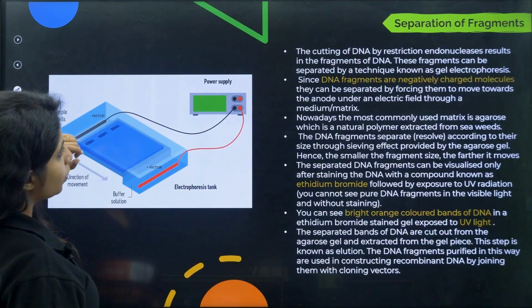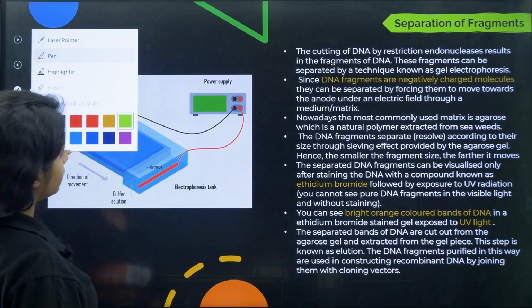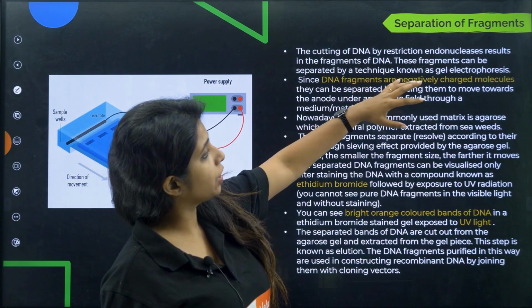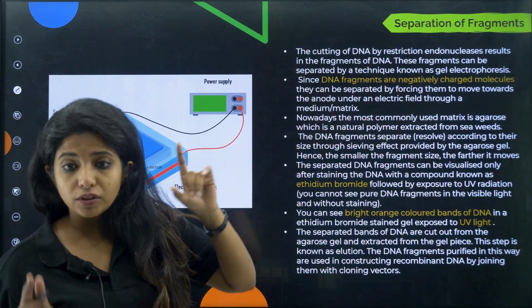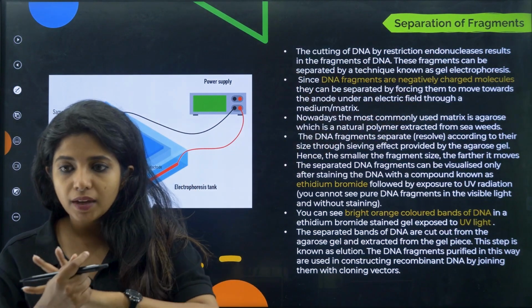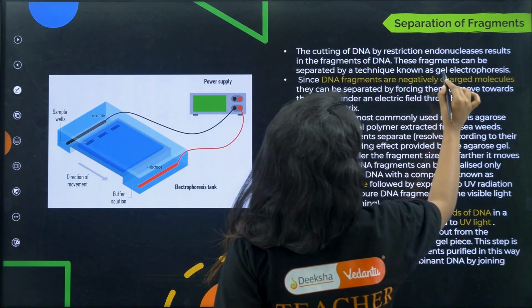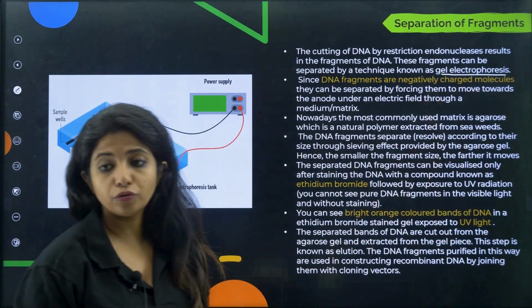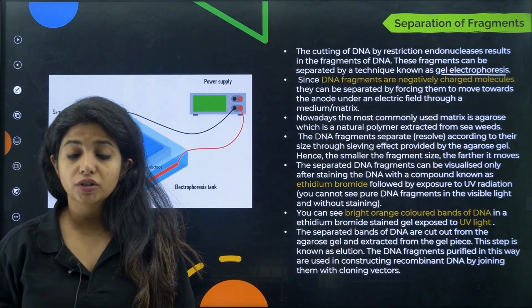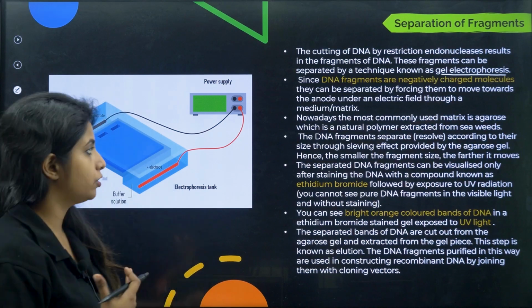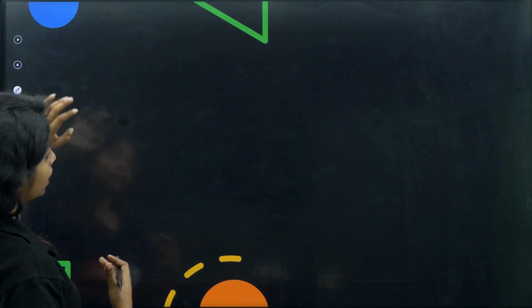Okay, now going ahead. After cutting the DNA, the cutting of the DNA by restriction endonucleases results in fragments of DNA. You will be having small fragments of DNA. These fragments can be separated by a technique that is known as gel electrophoresis. What do you call this process? You call this process gel electrophoresis, where, children, you look at this very carefully.